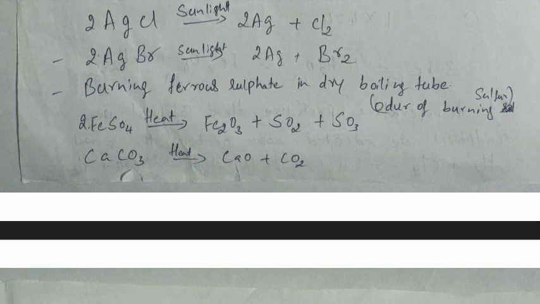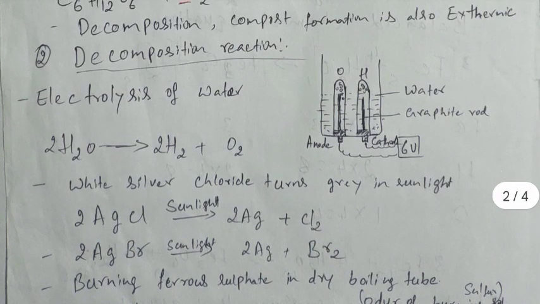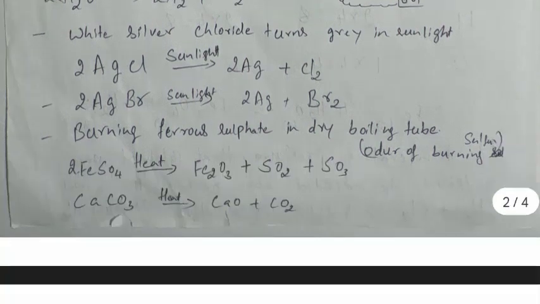Next, calcium carbonate. We studied calcium carbonate in the combination reaction. Same thing, we take the calcium carbonate and heat it. By the help of heat, it is divided and produces calcium oxide and carbon dioxide. So chemistry is a very beautiful concept. We know how to combine elements, and we know how to divide compounds into elements. So this is the decomposition reaction.